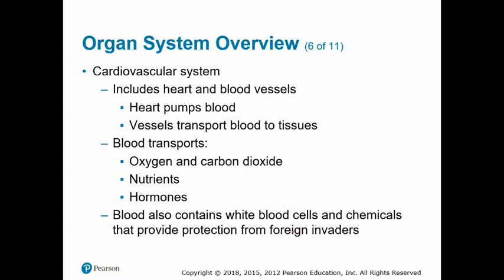The sixth body system is the cardiovascular system. Sometimes this is called the circulatory system. This includes the heart and blood vessels, and the function is to pump blood and be the transport vehicle of things like oxygen and nutrients. It transports oxygen, carbon dioxide, nutrients, even hormones. Blood also contains white blood cells, and this provides us with a kind of protection against foreign invaders in our body. It helps protect us whenever we get sick, we get a virus, we get any bacteria in our body.